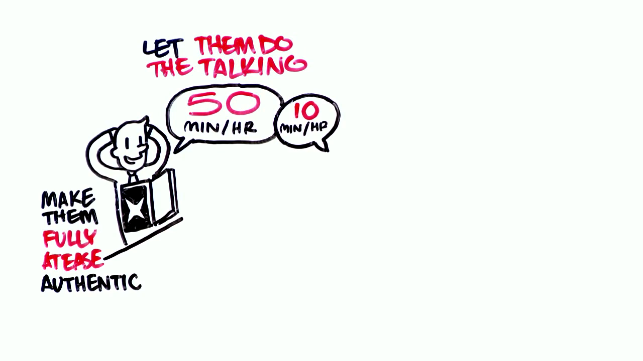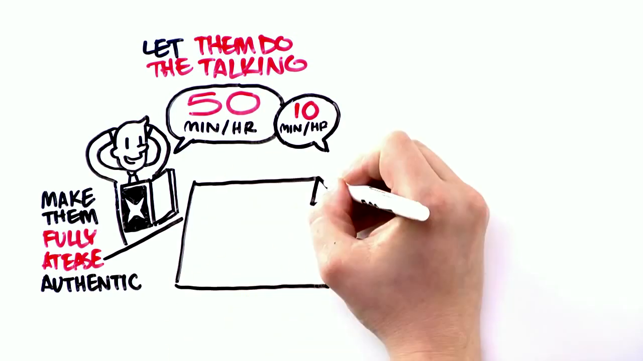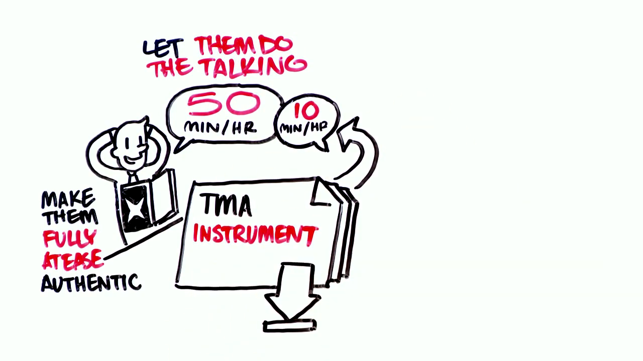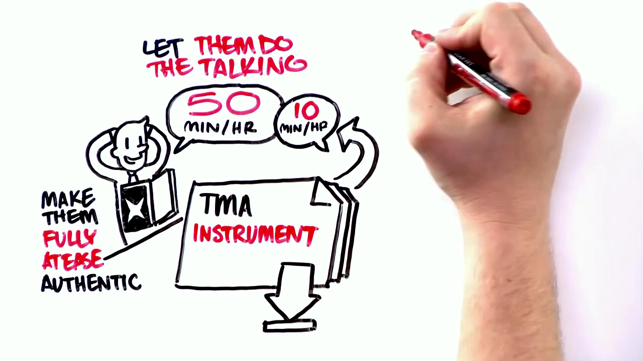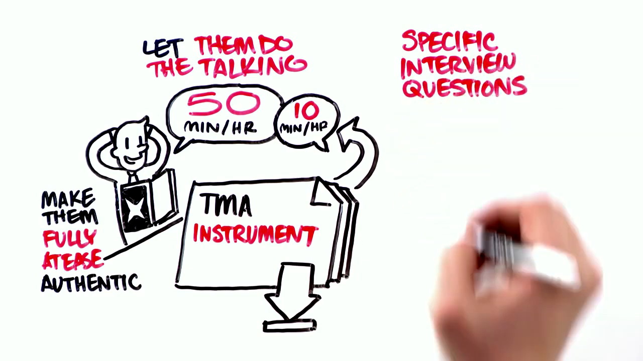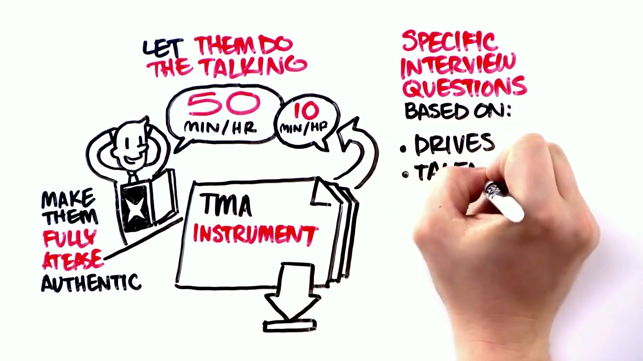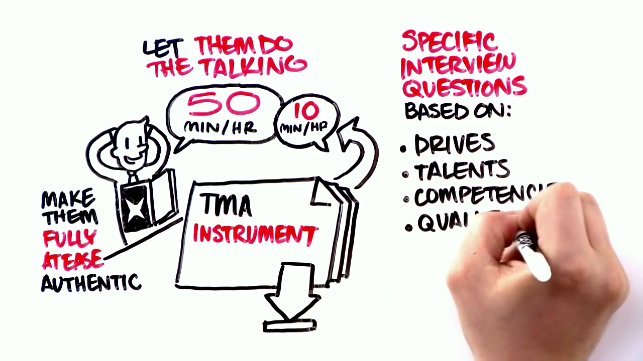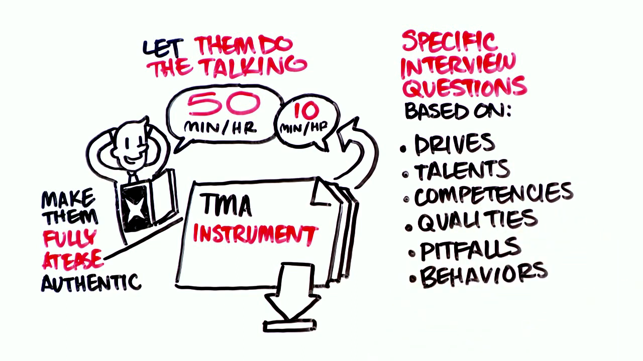3. Use the professional and easy-to-use TMA instruments that give you a precise insight into the area of work your candidate will do best. You get specific interview questions based on your candidate's unconscious drives, talents, competences, qualities, pitfalls, and behavior. All this presented in a structured manner.